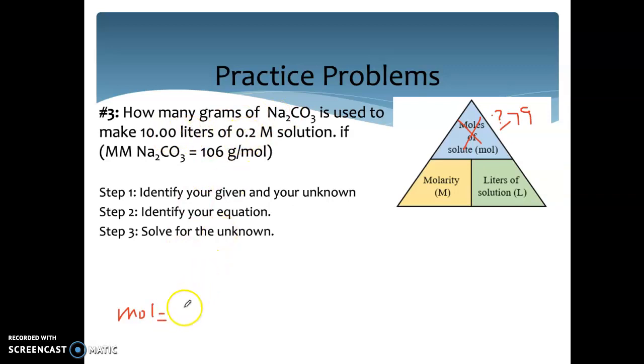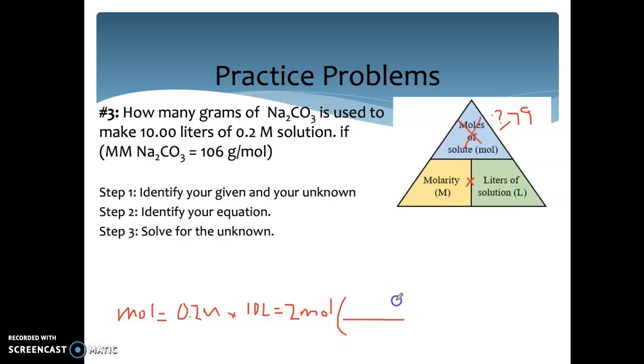I got 10 liters and 0.2 molar. So I have 0.2 M. Remember, it's molarity times liters, times 10, is going to give me 2 moles. Okay, now as I said, think about setting it up like a one-step conversion.